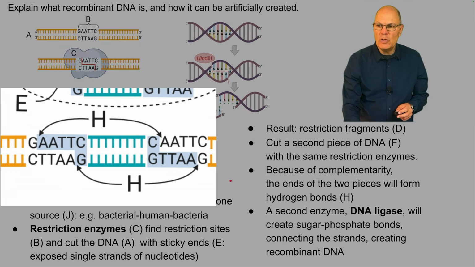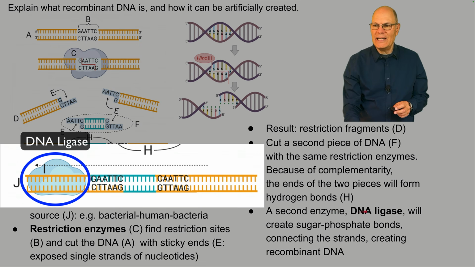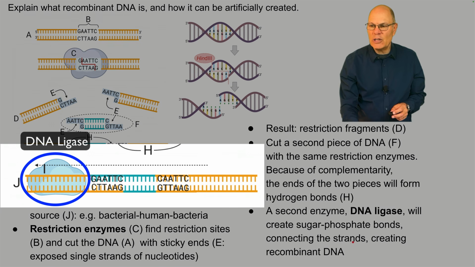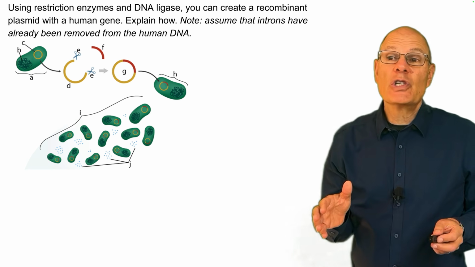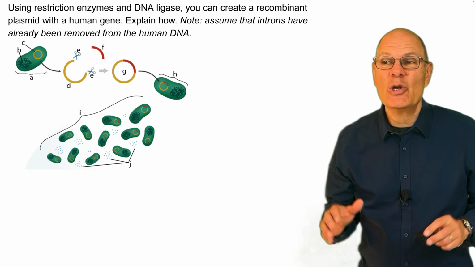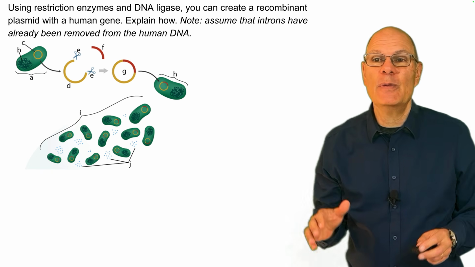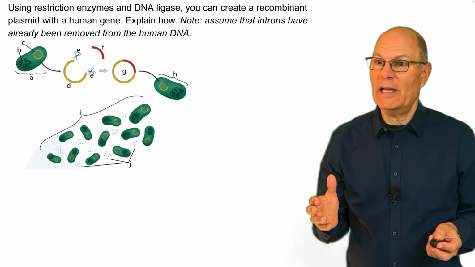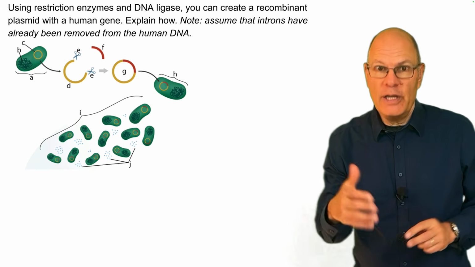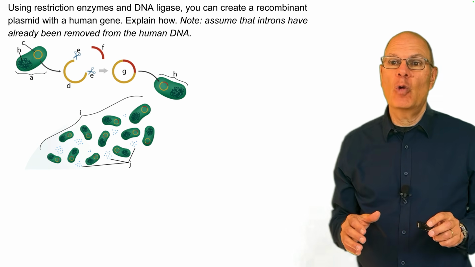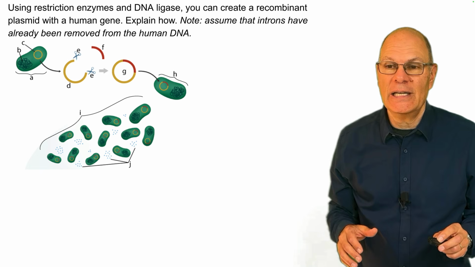And then you need to use another enzyme, it's called DNA ligase, and that creates sugar phosphate bonds connecting the strands, creating recombinant DNA. Using restriction enzymes and DNA ligase, you can create a recombinant plasmid with a human gene. Explain how. Note, for this question, assume that introns have already been removed from the human DNA.